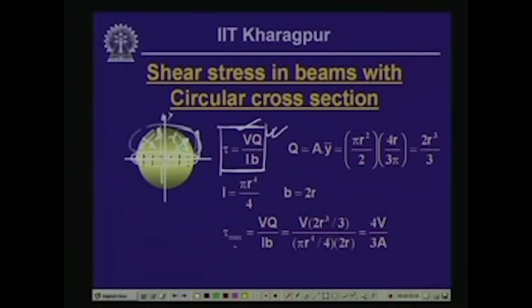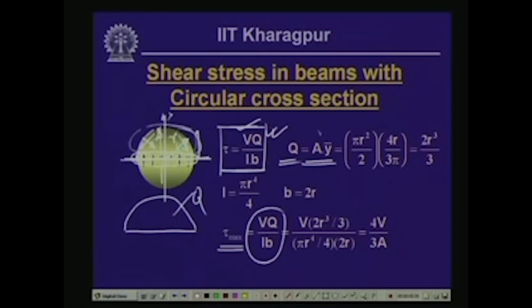So, we can use the shear formula for evaluating the maximum value of the shearing stress in this circular cross section. Hence, tau max is equal to V q by I b, for which q is the first moment of the section above the location where we are evaluating the shear stress. So, we take the upper half of the area for evaluating q. q is equal to A y bar, where A of the upper half is pi r square by 2, and the distance of the CG from the neutral axis is 4 r by 3 pi. This is the value of q.